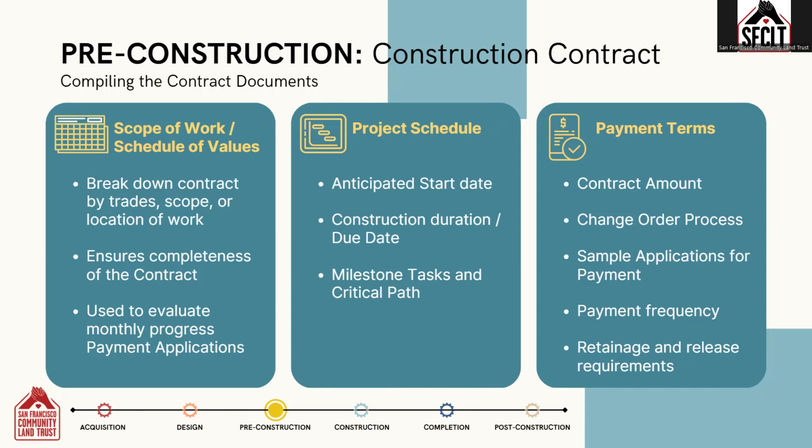The contract should also outline the payment terms. It should include the contract amount, outline the change order process and the application for payment process, and should identify terms around payment frequency and outline the required retainage amount and requirements for retainage release at the end of the project. The construction contract is typically prepared with the support and input of the contractor, but then a draft is sent to the lender for review and approval before the contract can be finalized and signed by the general contractor and the project sponsor.